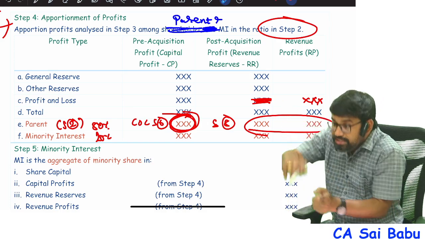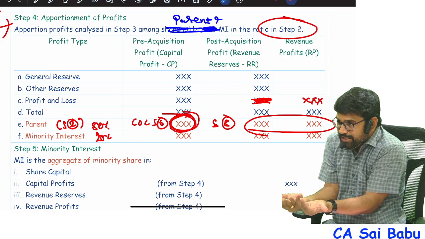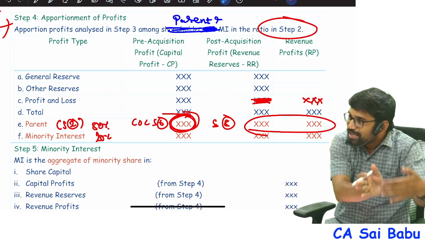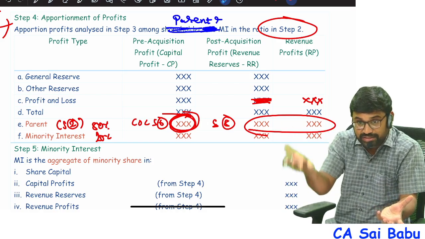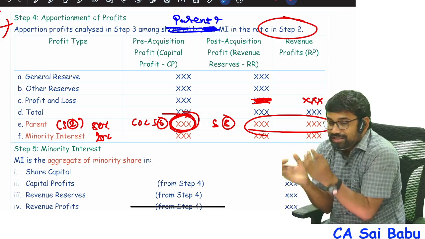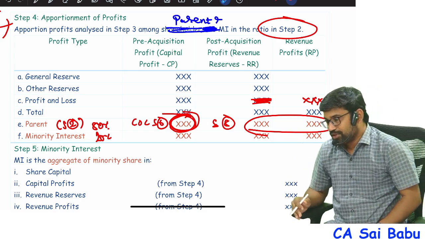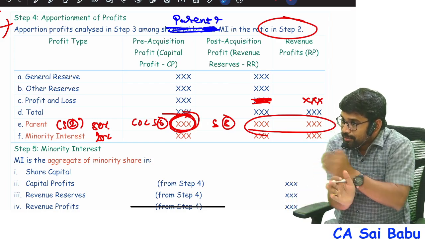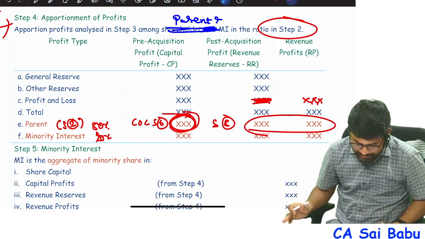Now, once you acquire the subsidiary, whatever profits, whatever reserves increase in the subsidiary, they will be added to the consolidated reserves. That means to the extent of the increase, the post-acquisition profits. In that post-acquisition profits, as a parent company, what is your share? That will be added to the consolidated reserves. You understand the logic? All pre-acquisition are adjusted. Post-acquisition will be added to the consolidated reserves.